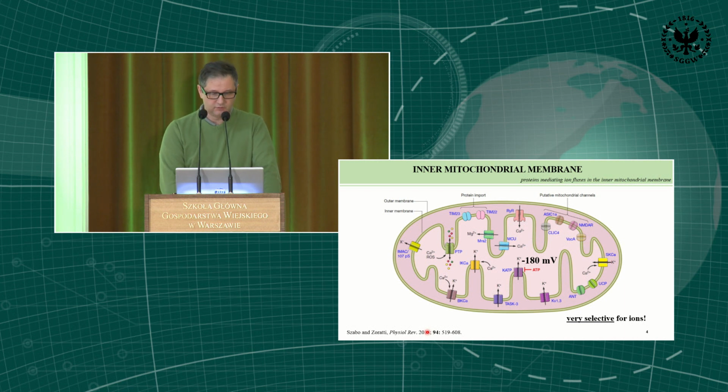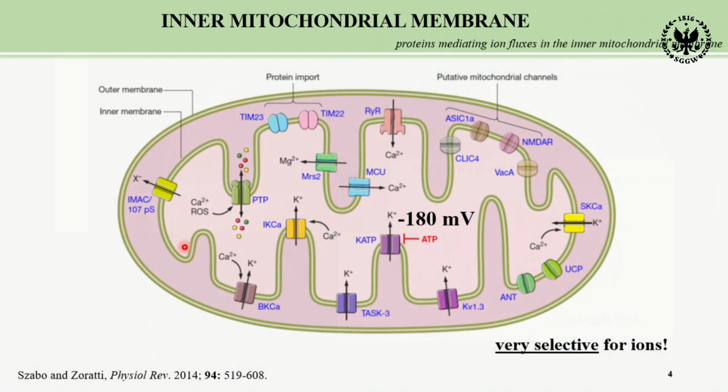Mitochondria are surrounded by two membranes, outer and inner. The inner mitochondrial membrane is very selective for ions. Mitochondrial membranes contain a lot of pathways for ions, especially for potassium and anions. Due to the very high polarization of the inner mitochondrial membrane, the flux of potassium is very useful.